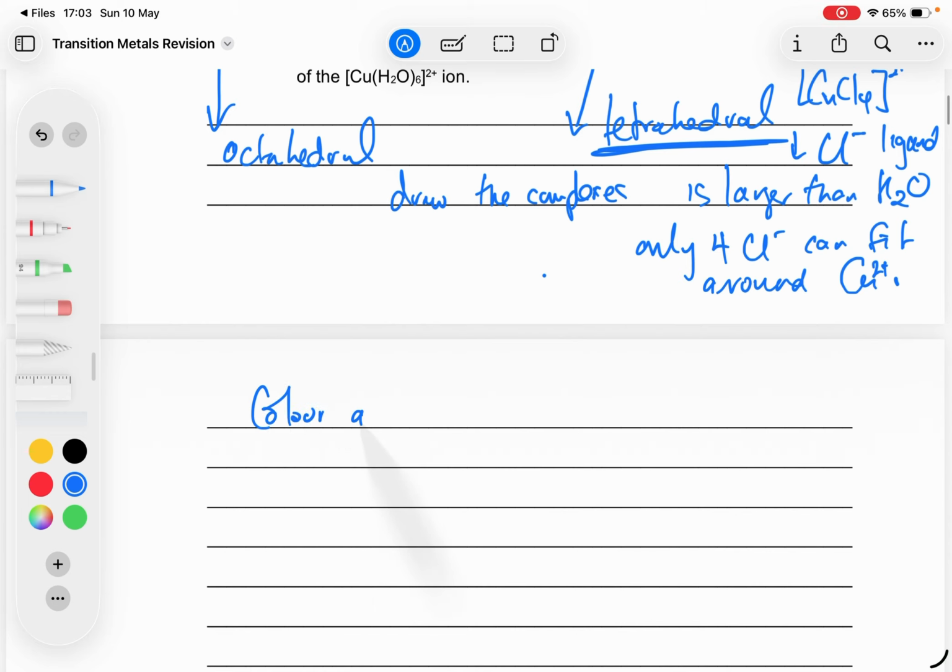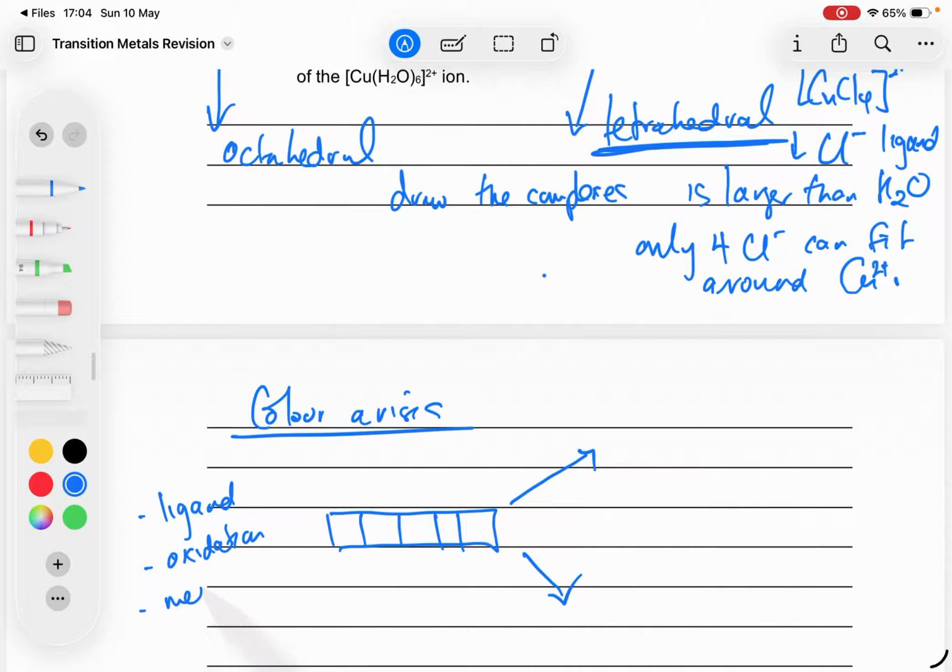Next, how does color arise? As you know, this question appears a lot. The best way to answer this is, here's your d orbital or d subshell. This will split, and the cause of the splitting could be the ligand, the oxidation number of the metal, the metal itself, or the coordination number. All of these can affect color. But the three main things that will cause the d orbital to split are ligand, oxidation number, or the type of metal.